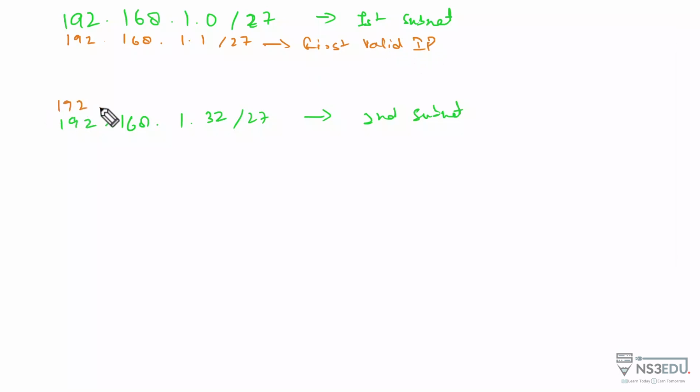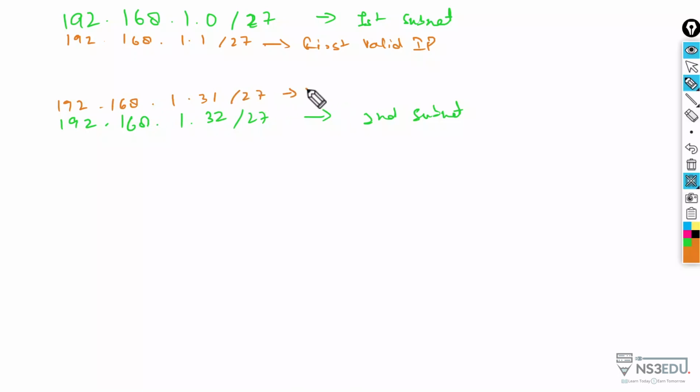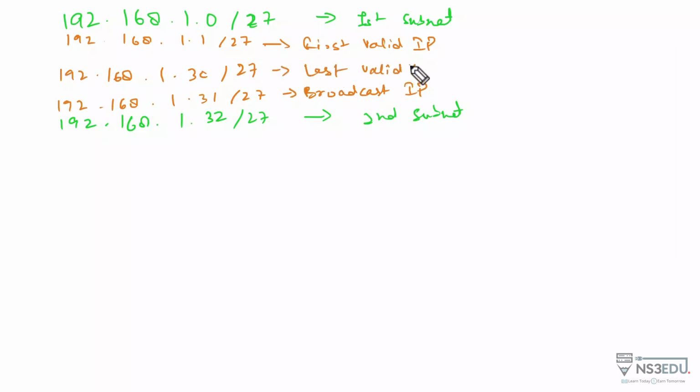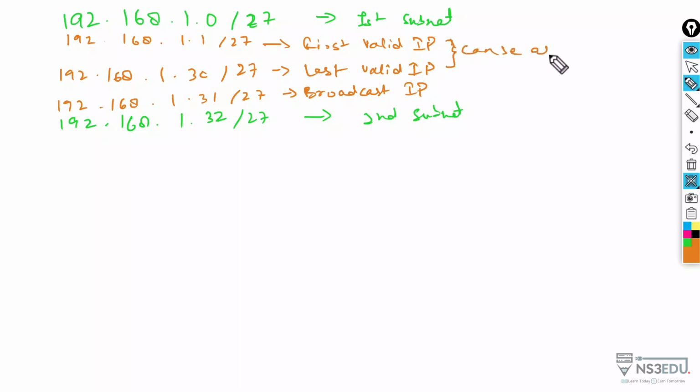192.168.1.31/27 is the broadcast IP. Why 31? I'll explain it in a moment. 192.168.1.30 is the last usable IP, or last valid IP. These IPs can be assigned to a host.